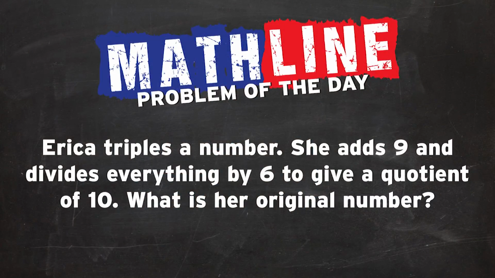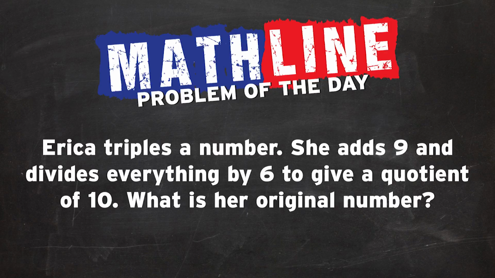And the first time you may have fun on Mathline, talk about fun on Mathline, we are going to the problem of the day. And this one is about Erica. She triples a number. She adds 9 and divides everything by 6 to give a quotient of 10. What is her original number? Wow, another one of those lots of words, but easy to solve.